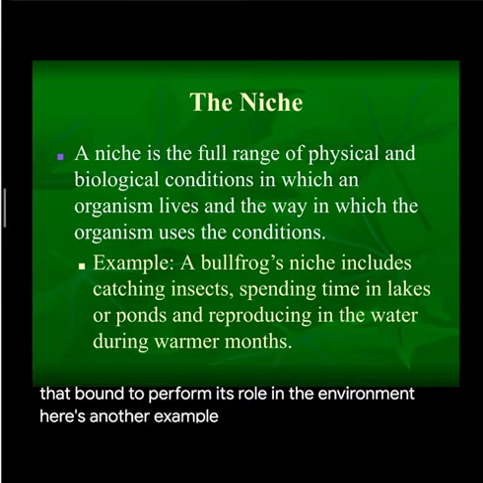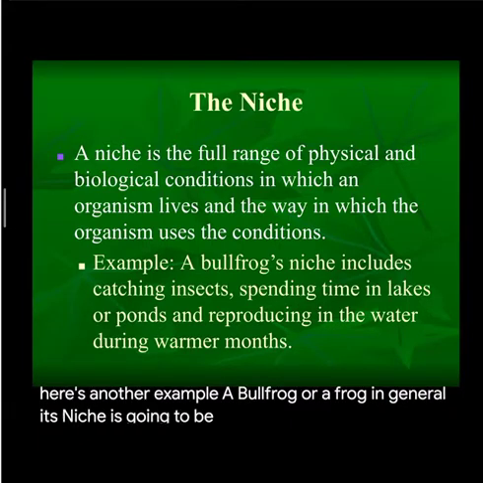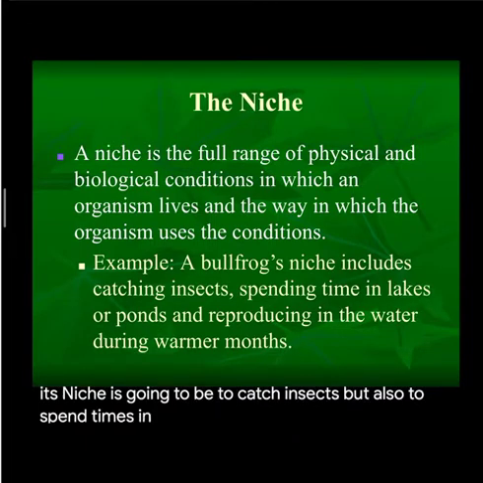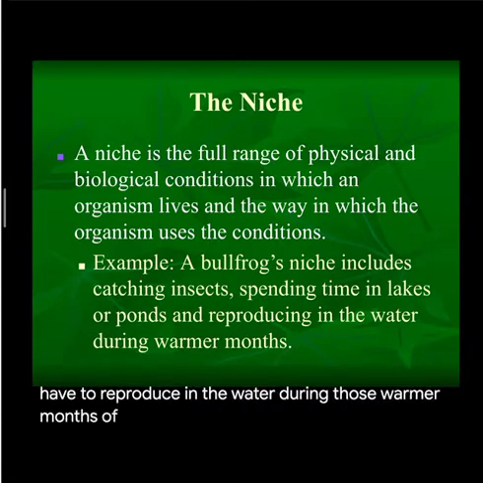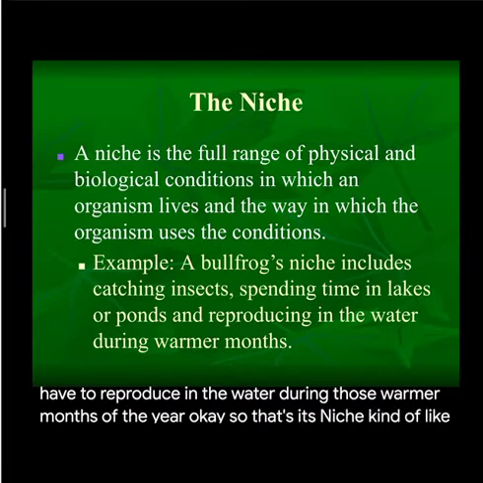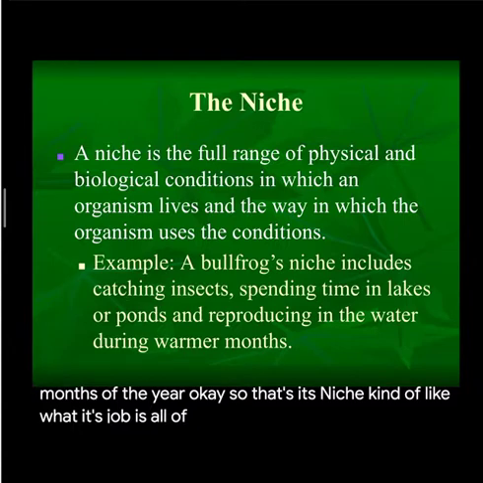Here's another example. A bullfrog, or a frog in general, has a niche that is to catch insects, but also to spend time in lakes and ponds, and then they also have to reproduce in the water during the warmer months of the year. Okay, so that's its niche. It's kind of like its job, all of the activities that it's going to do in that habitat.